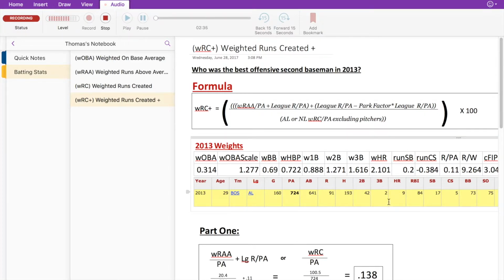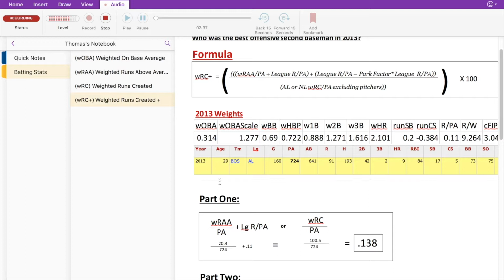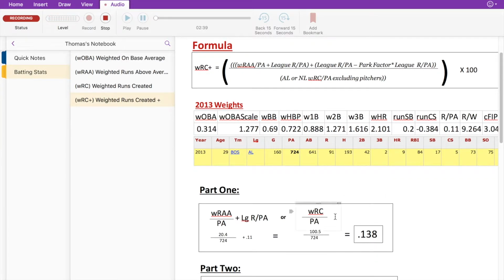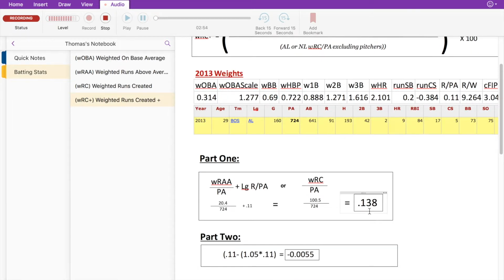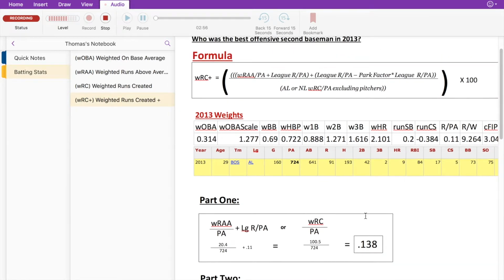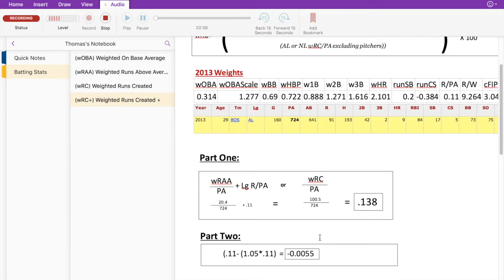So again, here we have the weights, and we have Dustin Pedroia's 2013 season. This is the first part. You can do the weighted runs above average divided by plate appearances plus the league runs per plate appearance, or you can just divide your weighted runs created by your plate appearances, and they'll both give us the same thing. So that's this number right here. We can take that number, and then we multiply by the park factor.